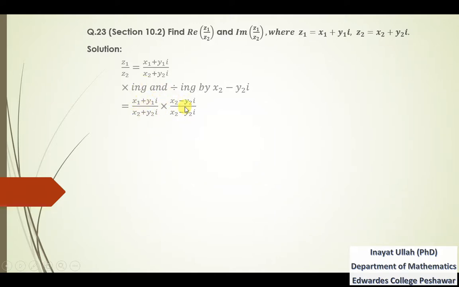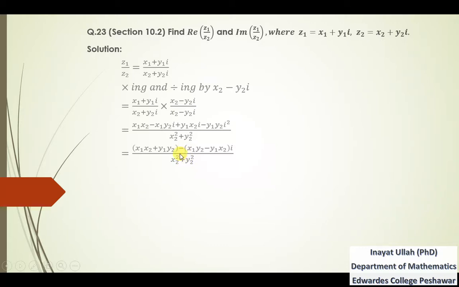Multiplying these factors, we will be getting this one. Denominator a plus b into a minus b is that one. Replacing iota square by minus 1, so that will become plus. So you'll be getting x1 x2 plus y1 y2, and taking minus iota common from these two, we are left with x1 y2 minus, because we are taking minus common, y1 x2.